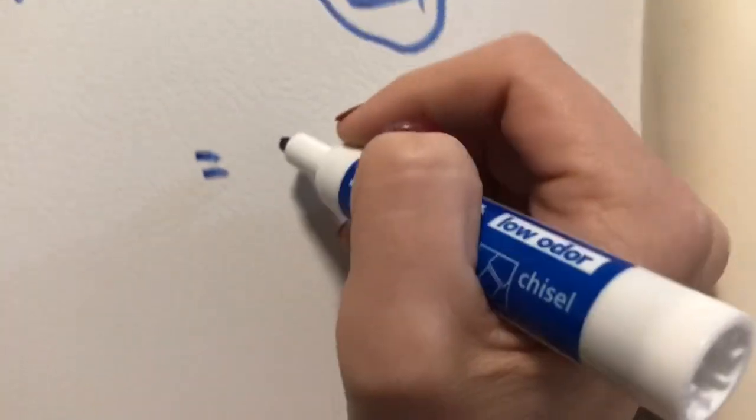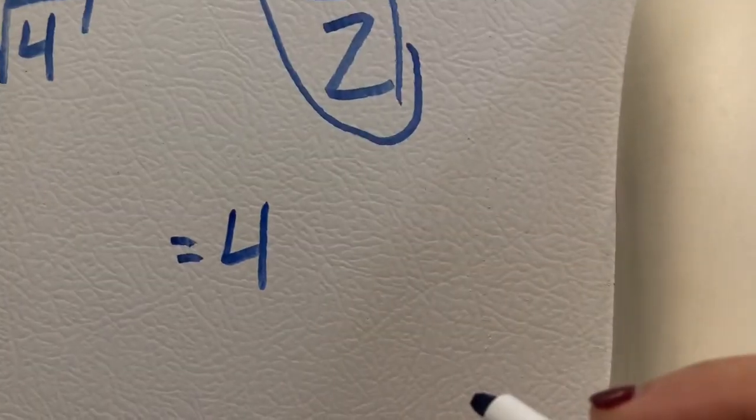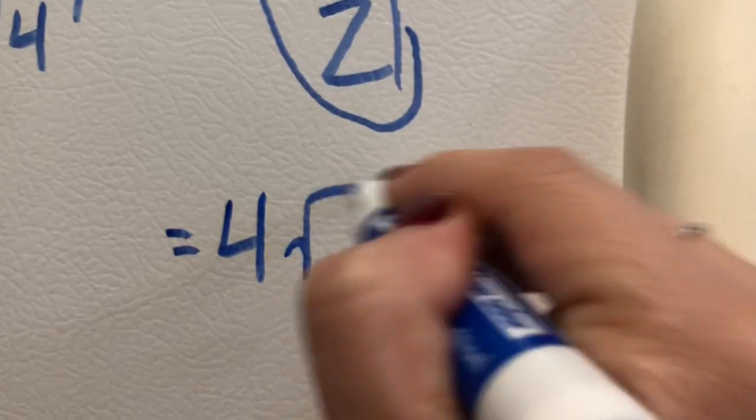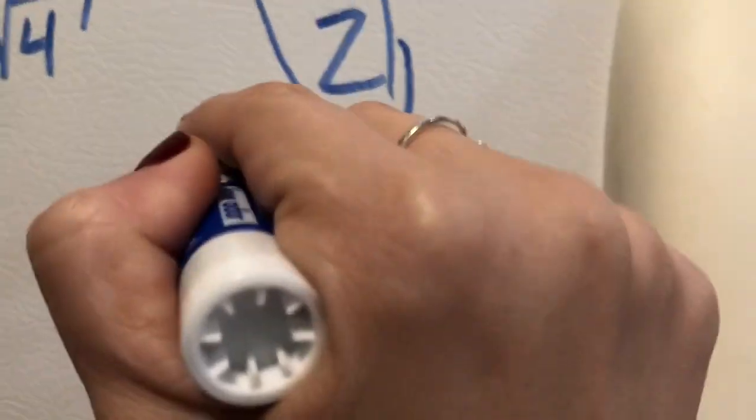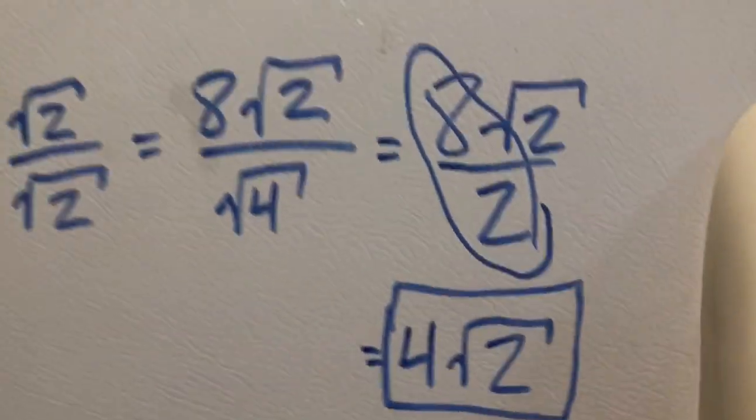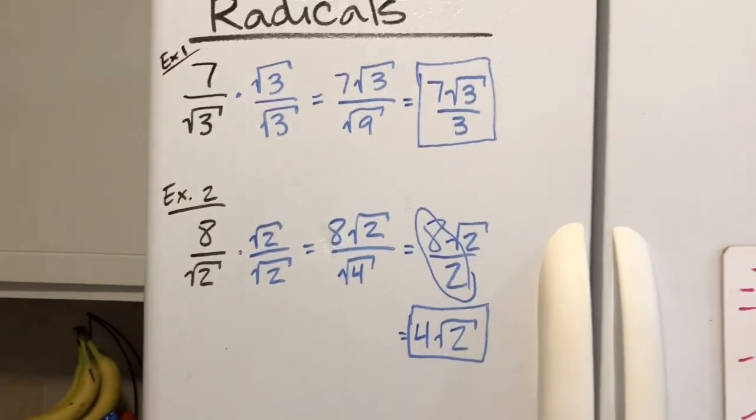So in this case, we're going to divide 8 divided by 2, and so that's going to be our 4, but we're still going to be left with the radical 2. And that would be our simplifying in this case. There's both examples if you need to see them both together.